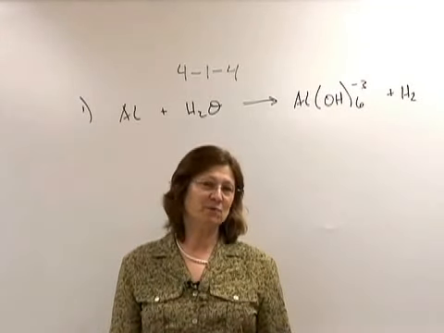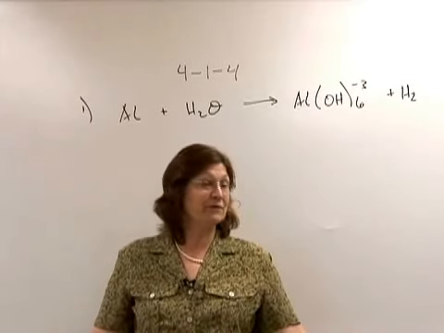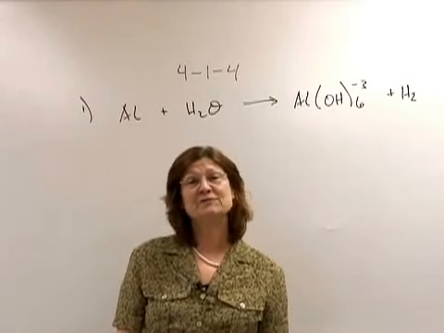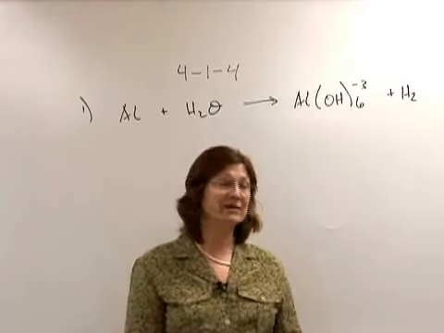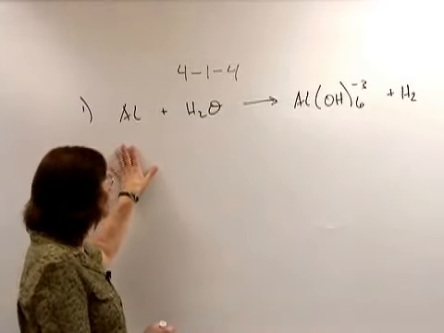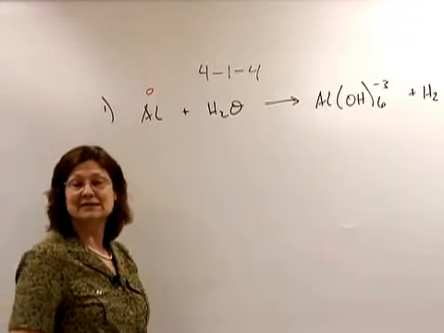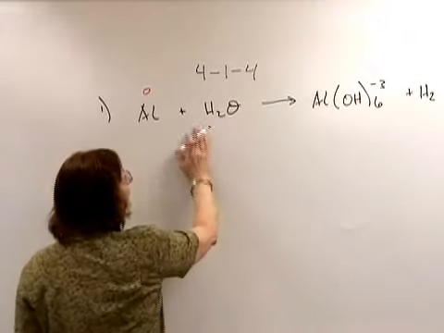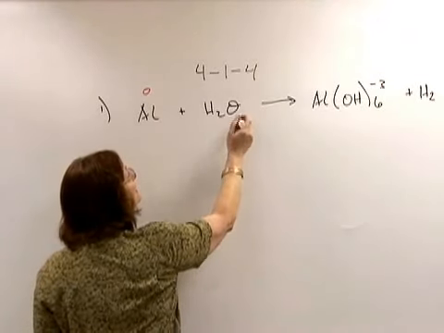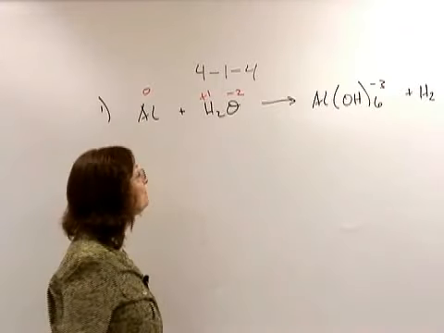We are balancing number 1 in basic solution by the half reaction method. And therefore, the very first thing we must always do is find the oxidation numbers of the various elements. Any element that's standing alone by itself must be 0. Just like compounds, it's 0. And in water, oxygen here is -2 and hydrogen is +1. They have their normal charges.